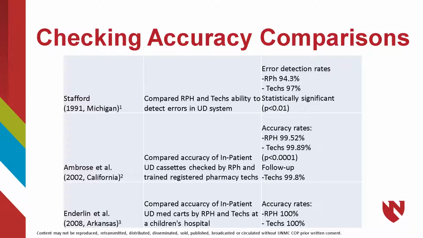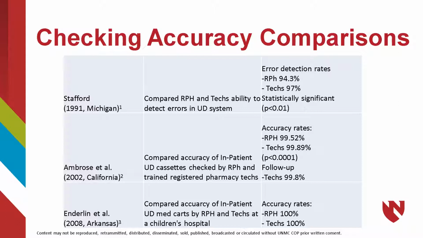I have highlighted only 3 of many studies in chronological order that support technician accuracy. The first is from 1991, where both the pharmacists and technicians identified medication errors in a unit dose system. The techs performed statistically better than the pharmacist at a rate of 97% compared to the pharmacist's rate of 94.3%.